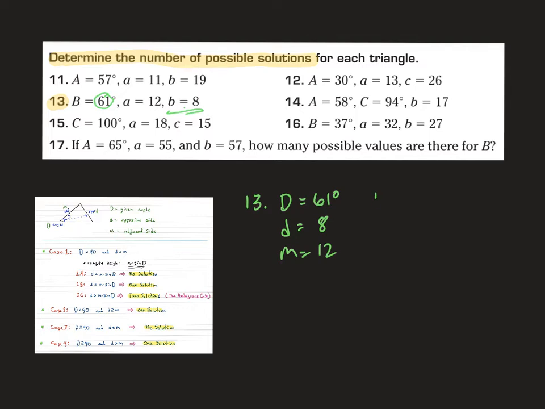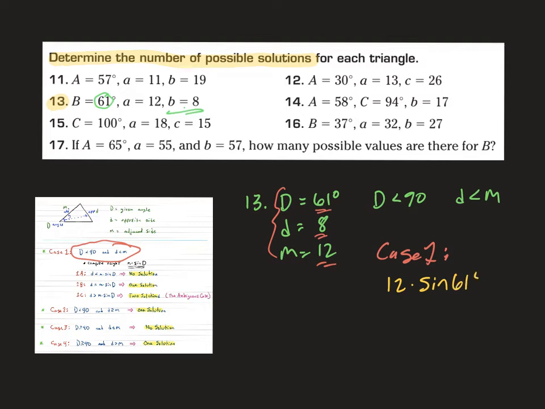And then what I want to notice is that D is less than 90 and lowercase d is less than M, right? I get that information just by looking at this given information. D is 61, which is less than 90, and 8 is less than 12. If that's the case, then I'm talking about case 1. And when we're doing case 1, you have to compute that height. So the height is M, which for us is 12, times the sine of D, which is 61 degrees.